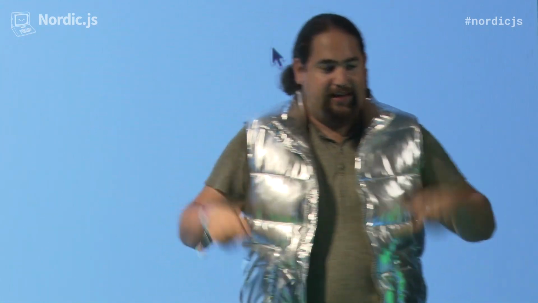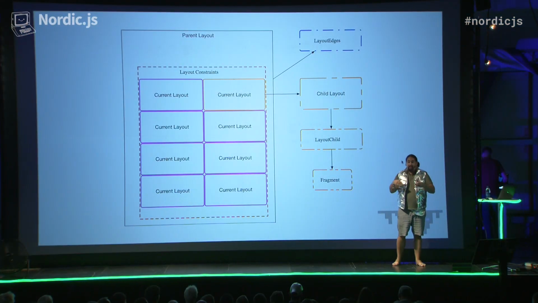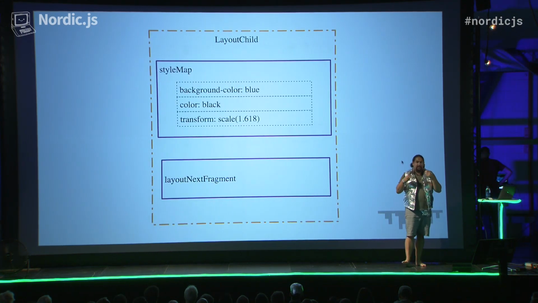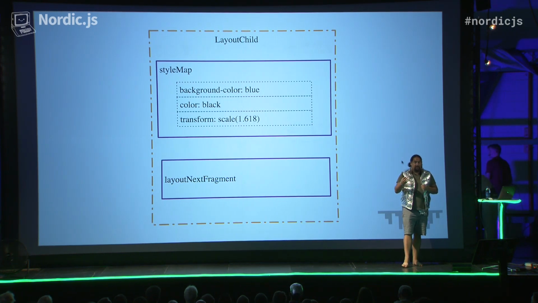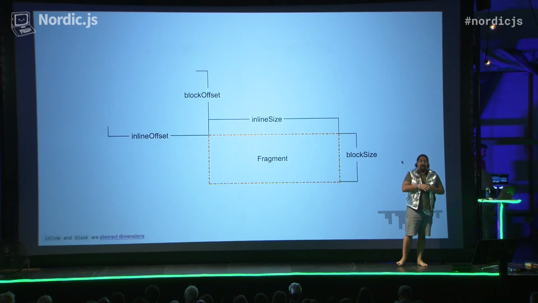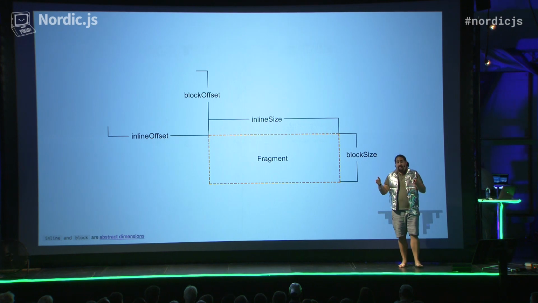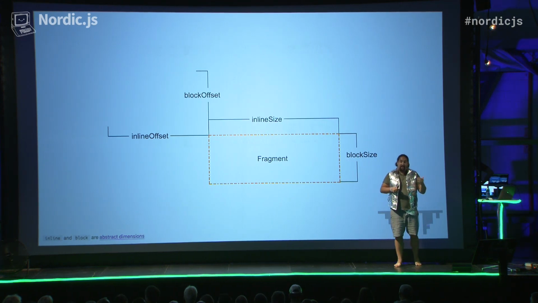The terminology is confusing even for me. I am sorry. I didn't write the terminology. It just is what it is. And those layout children each have fragments, which are the things that we can actually manipulate to lay something out on our page. So looking into it, a layout child has a style map, which is the typed OM style map of all of its properties. And it also has the ability to run a function, layout next fragment, which will actually generate a fragment from that layout child. A fragment has that layout child's inline size, so the size in the direction of text, and block size, the size in the direction perpendicular to text, as well as block offset and inline offset.